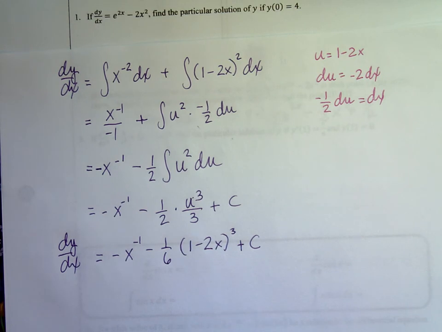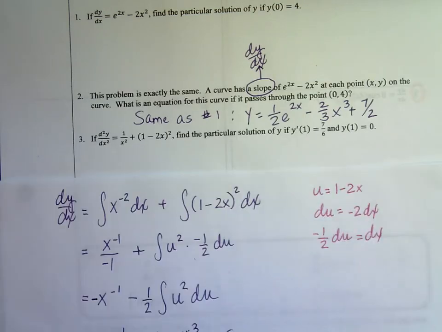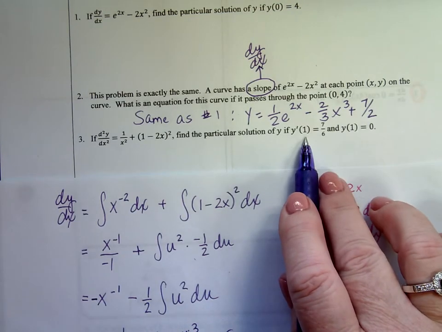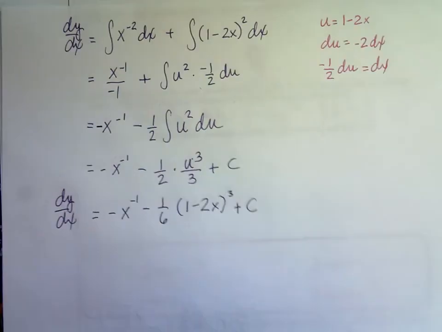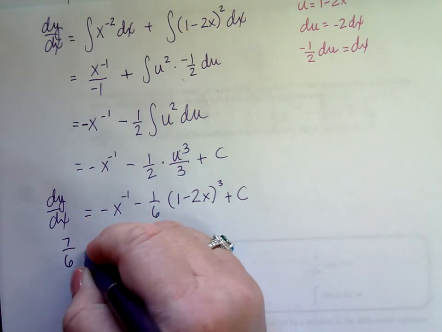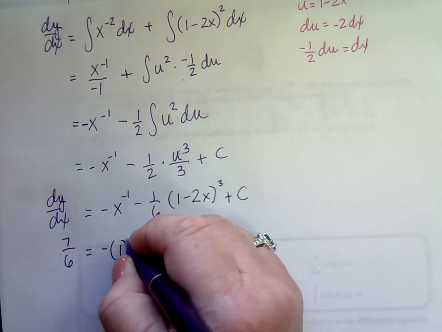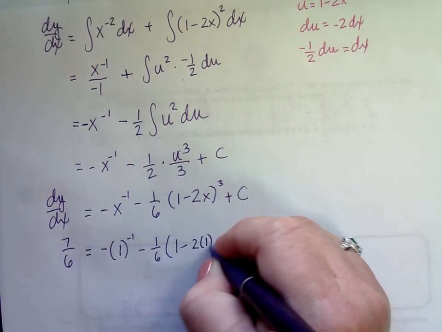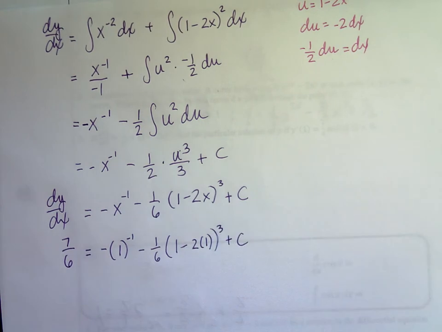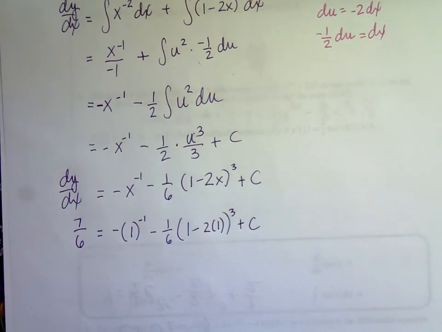But they gave me enough information for me to figure out what the actual c is. So let's see if we can do that. They gave us a coordinate. If I go back to the paper here, they gave us a coordinate. They said that the first derivative, when x is 1, y is 7/6. So we know that this would be 7/6 when x is 1. Plug in the 1 for all your x's, and we're going to see if we can find what c is. It actually comes out nice in the end.